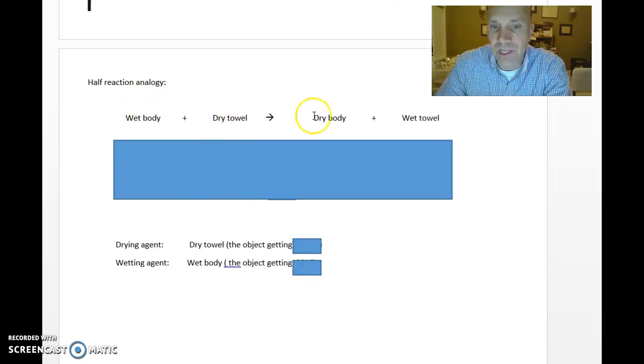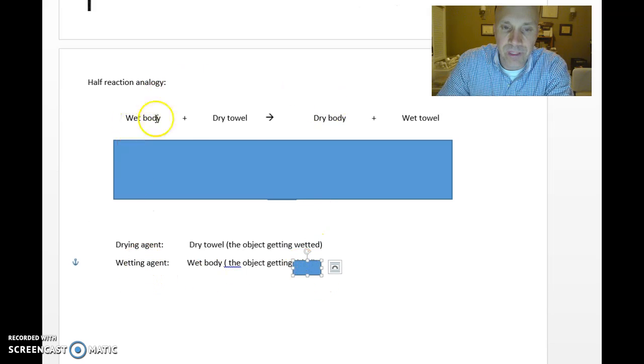All right. So if you were to take a look at this and say, what is the drying agent? I think that most people could recognize that between the wet body and the dry towel, it's the dry towel that you would consider the drying agent. But notice what happens to the drying agent in the course of it doing its drying action. It becomes wet. So the drying agent is the object that is getting wetted. In this case, the wetting agent would be the body, and what's happening to the body, it is becoming dry. So the wetting agent in this particular process is the object that's getting dried.